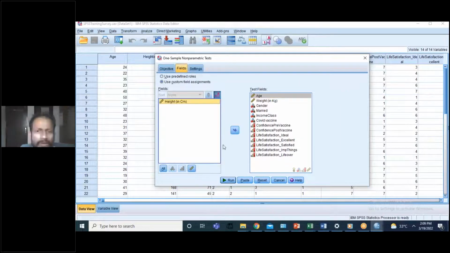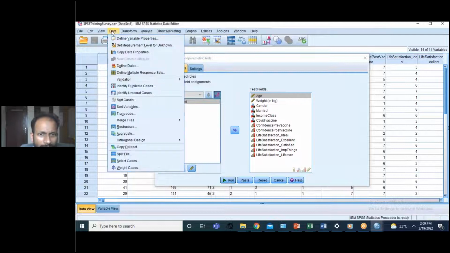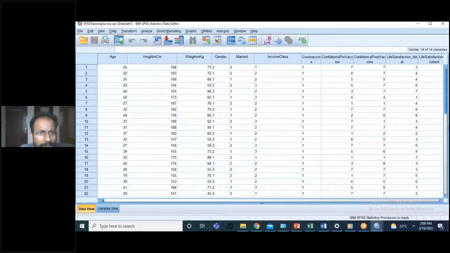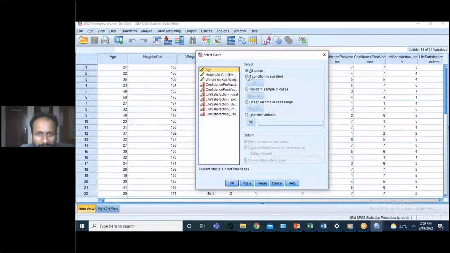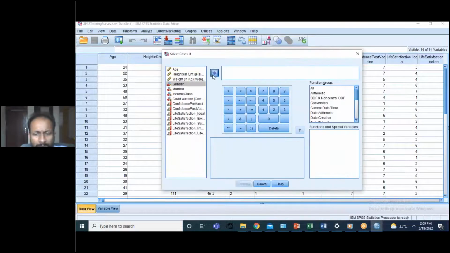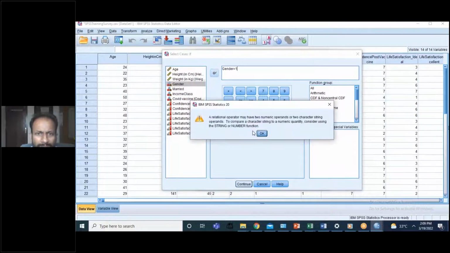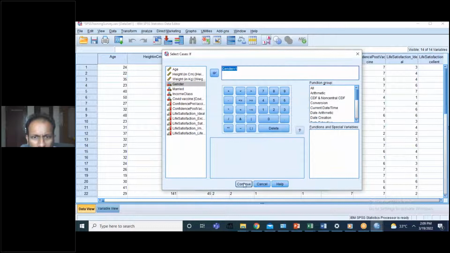Here also I need to filter out the variables first. For that, I'll close this and filter out the variables. Select the case. Okay, this is where it got hanged. Let me check. If condition, go to gender, put an equal to sign, the relational operator.